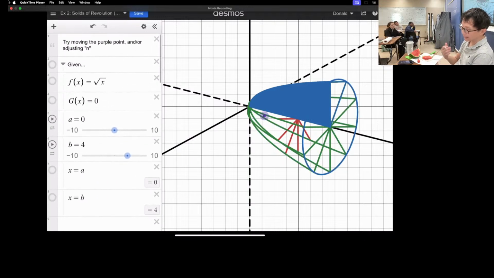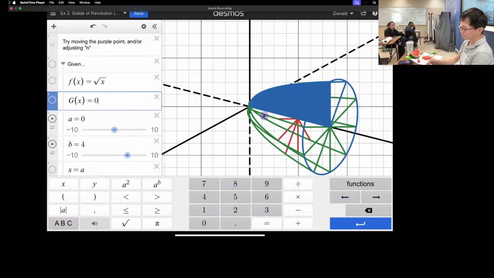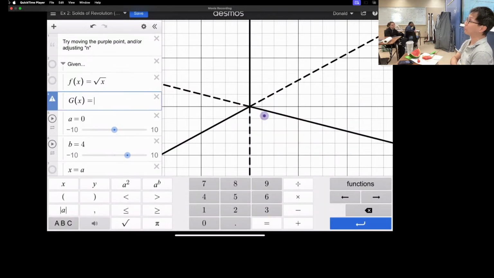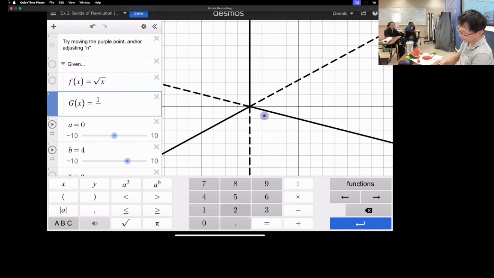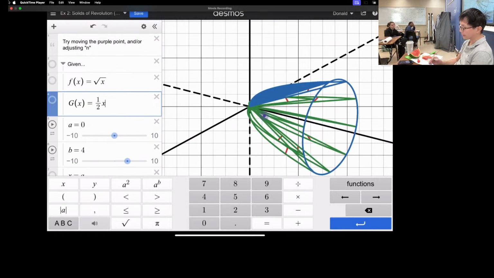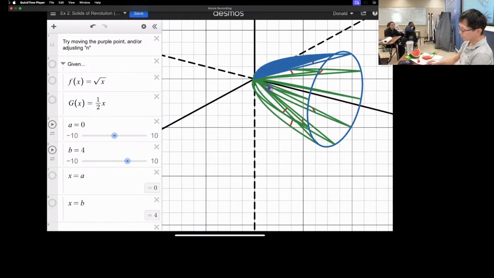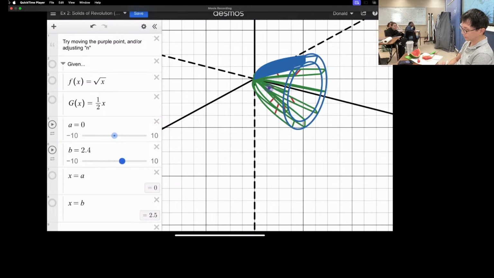Now, what if I have a different function? You see that f of x equals square root x is the function that we know of. Can I just change to another function? Say I want to have, I don't know, 1/2 x, something like this. So now I'm going to carve out a cone. At first you only see a ring outside, but if I cut it forward a little bit, you see that there is an inner ring and an outer ring, because the inner ring is formed by 1/2 x.